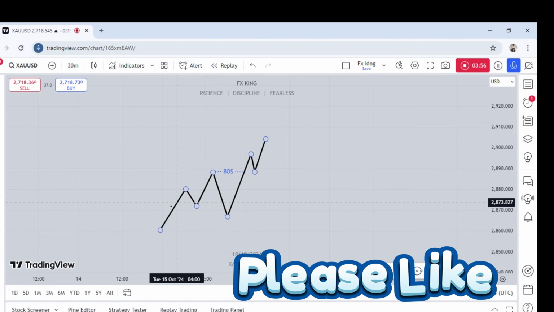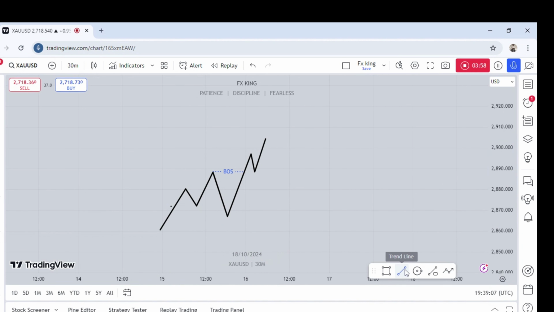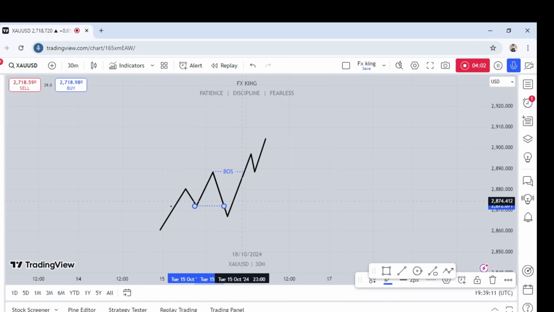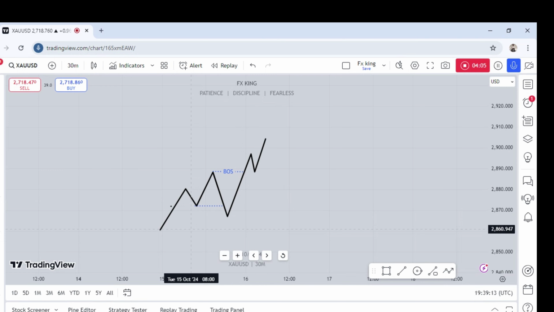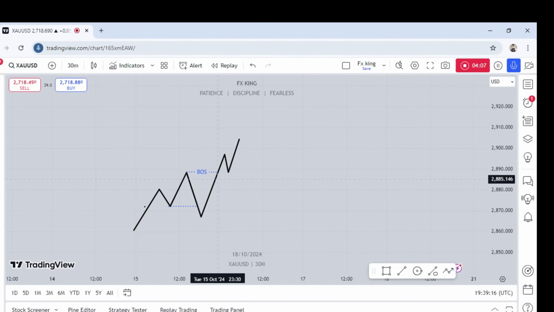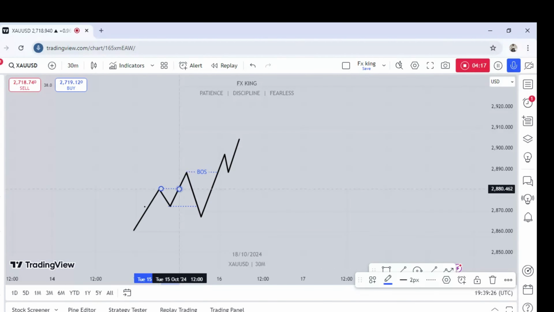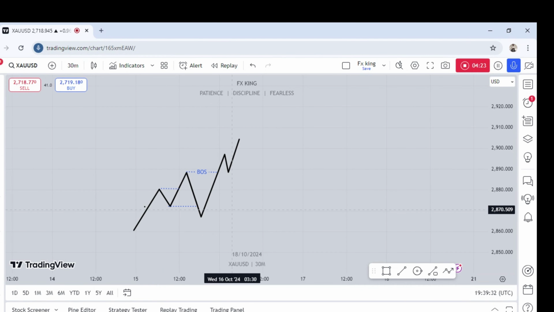Now, what is this pullback called in SMC? This pullback is called an inducement. SMC is a liquidity based strategy, and we all know that inducement is a type of liquidity. So now, once this market has taken out this inducement here and breaks above structure, we have a valid break of structure. Stop mapping this as your break of structure, or else the majority of the time you'll be stuck with a change of character here and a change of character here. That is not how you are supposed to map your structure.